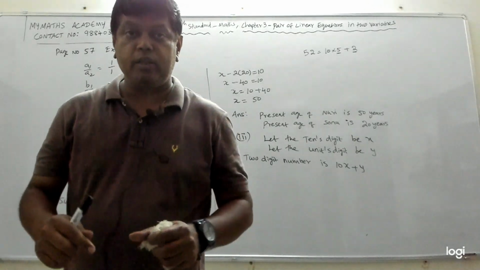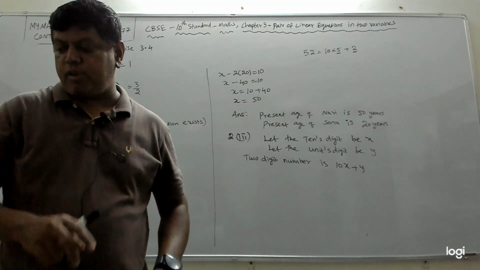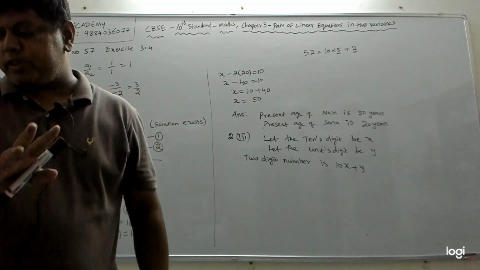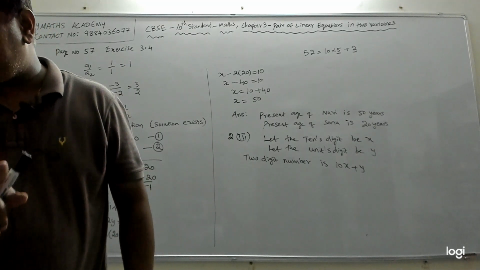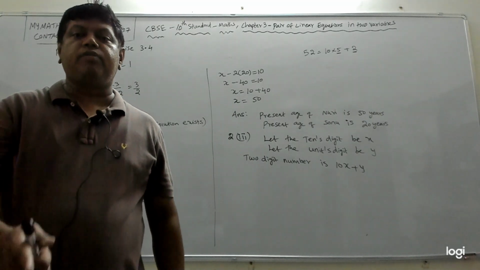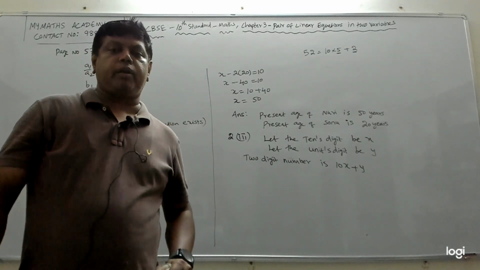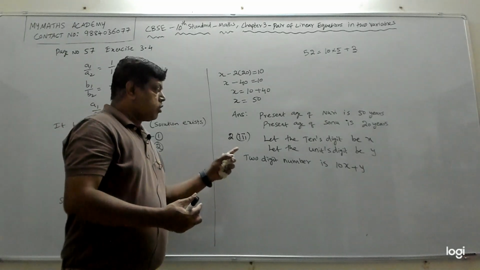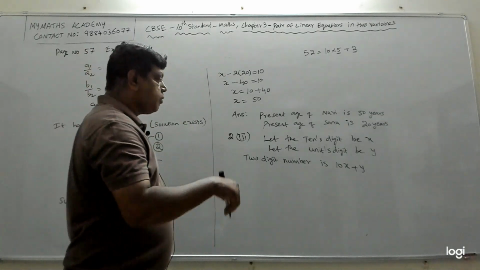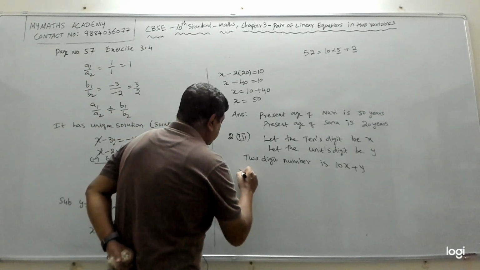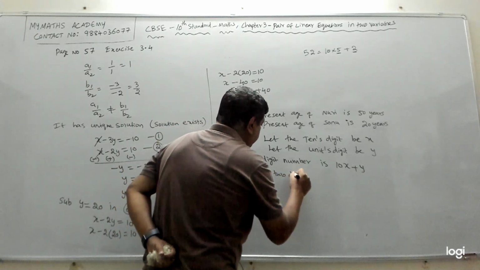Now just check whether the question talks about reversing the digits. Let me read the question again. The sum of the digits of a 2-digit number is 9. Also 9 times this number is 2 times the number obtained by reversing the digits. Find the number. So they are talking about reversing the digits, which means the reversed 2-digit number. The moment the question talks about a 2-digit number and also a reversed 2-digit number, we should write the reversed 2-digit number also. We will define that.